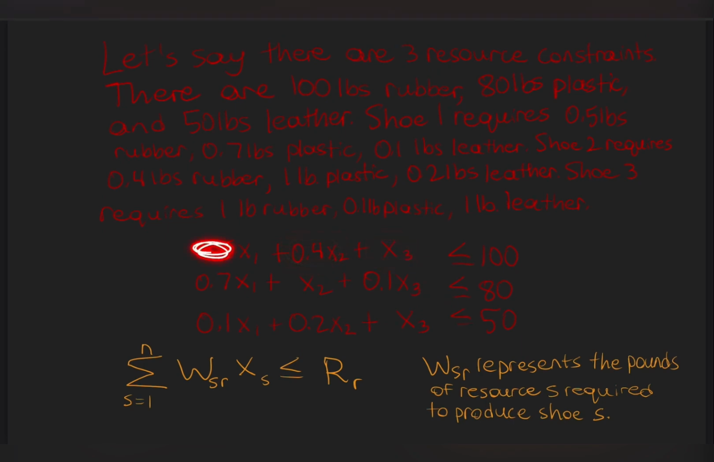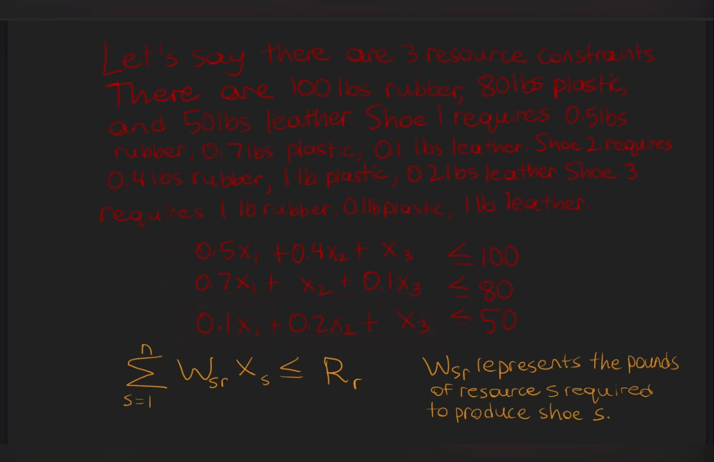So the coefficients are what we are multiplying by. Because if we produce 2 shoes of shoe 1, we are going to use 1 pound of rubber total. Now, if you add all of these up together, it should be less than or equal to 100 because 100 is the only amount of rubber we have. So that is what I have done for all of these resource constraints. If you don't understand, let me explain it one more time.